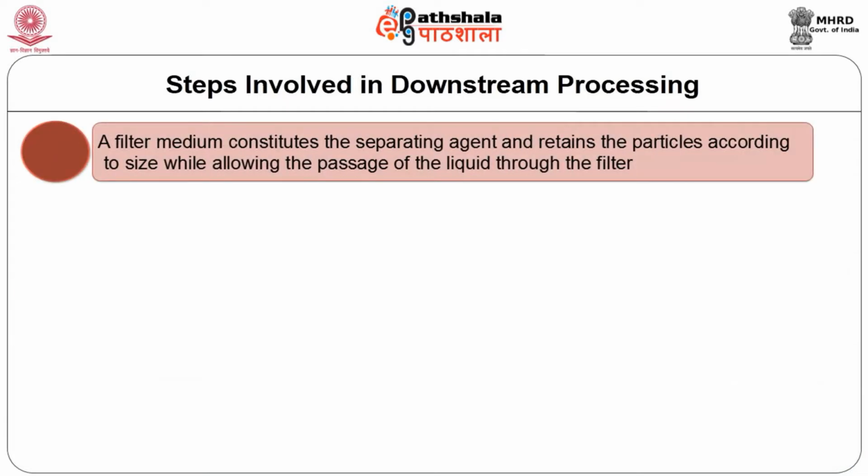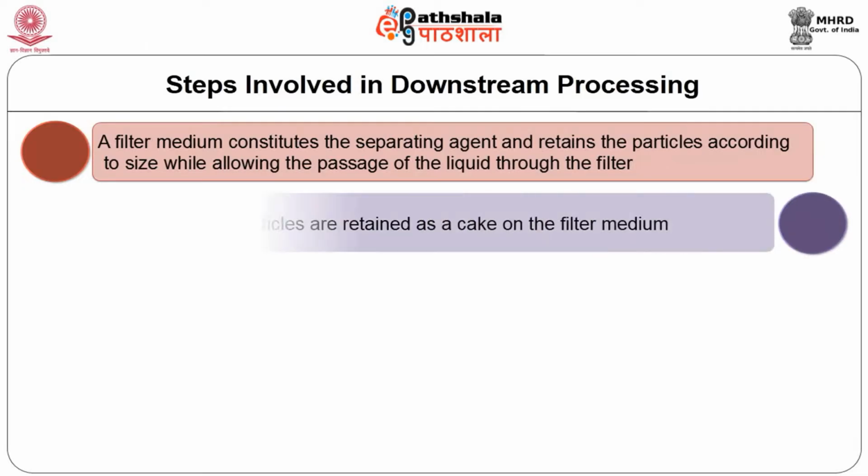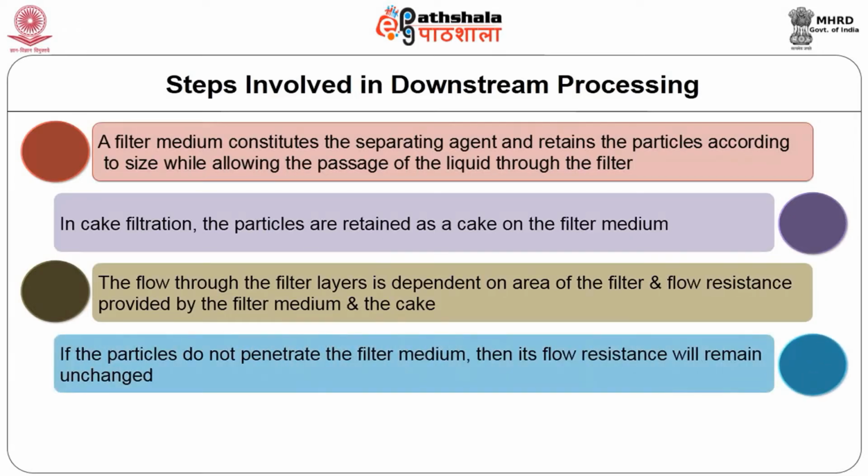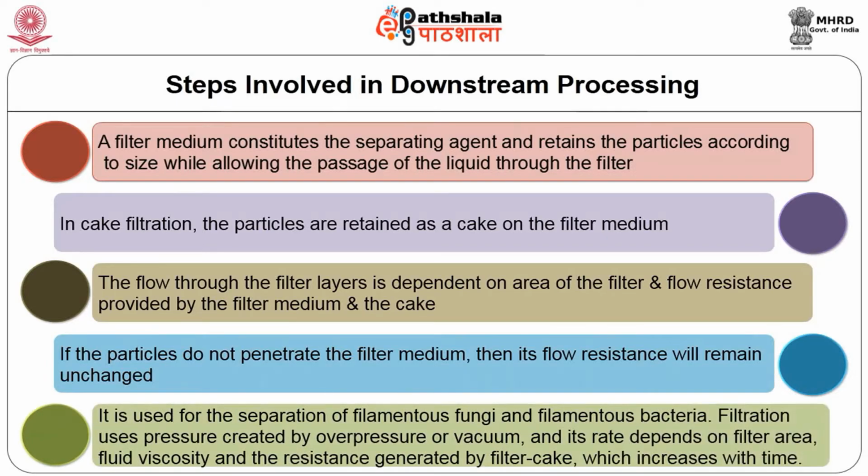A filter medium constitutes the separating agent and retains the particles according to size while allowing the passage of the liquid through the filter. In cake filtration, the particles are retained as a cake on the filter medium. The flow through the filter layers is dependent on the area of the filter and flow resistance provided by the filter medium and the cake. If the particles do not penetrate the filter medium, then its flow resistance will remain unchanged. It is used for the separation of filamentous fungi and filamentous bacteria.